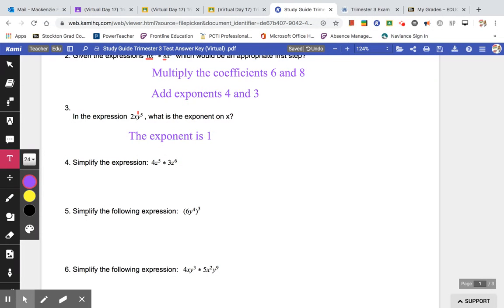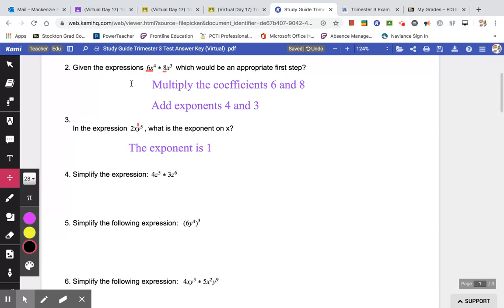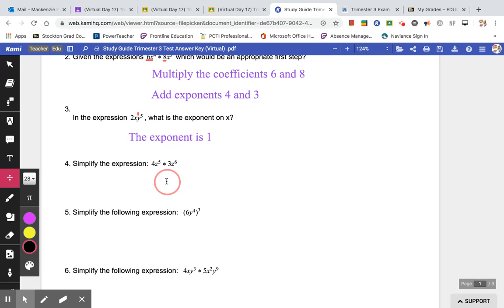Okay, if we take a look at number 4, it says to simplify the expression. Again, this is kind of like number 2. So our first step would be to multiply our coefficients. The coefficients here are 4 and 3. When we multiply those together, we get 12. We keep the base or the variable, so that's z, and we're going to add those 2 exponents together. So we're just doing 5 plus 6. When I simplify this, it's going to be 12z to the 11th, and that will be the answer for this question.